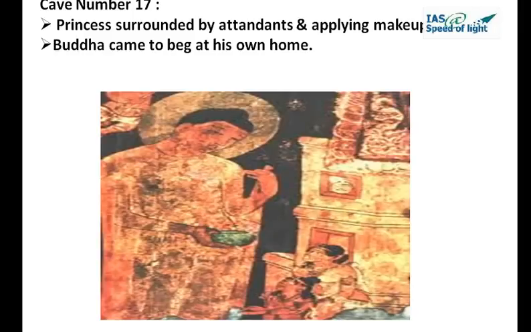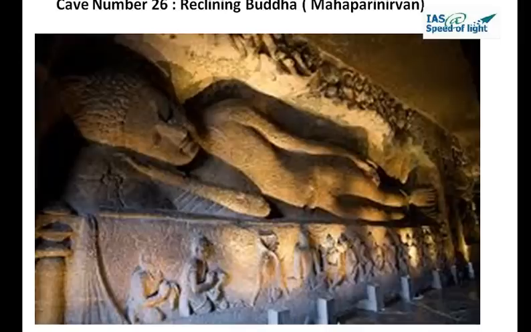Cave number 17, princess surrounded by attendants applying makeup, a mural painting, and Buddha came to beg at his own home. This is Yashoda, this is Rahul, the son of Buddha, and Buddha came here to beg at his own home, cave number 17. So how do you relate? 17 is magazine. Buddha came to beg for the magazine in his house. Cave number 26 is again a very important cave, with the reclining Buddha, which is Mahaparinirvana, when Buddha died. So these all are the caves which you have to remember for Ajanta murals.